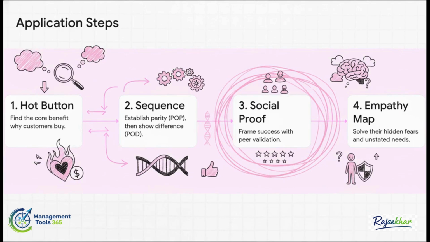And here's how you put that matrix to work in 4 simple steps. First, you've got to identify the hot button. What's the core emotional driver for your customer? Second, you sequence your message. You have to start by establishing your points of parity, or POP, to show you belong. Then you introduce your points of difference, your POD, to show why you're special. Third, use social proof as a frame around your claims. And finally, number 4, always frame your solution around your customer's deepest needs and fears.